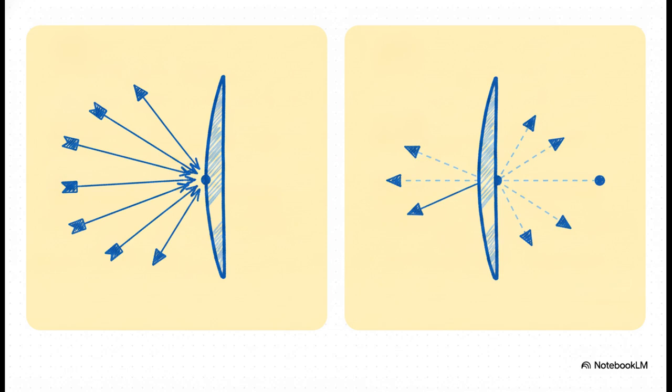On the flip side, we have the convex mirror. This one bulges outward toward the light source. It's a diverging mirror. It essentially forces parallel light rays to scatter and spread outward, tricking our eyes into thinking they're originating from a virtual focus hidden somewhere deep behind the mirror itself.